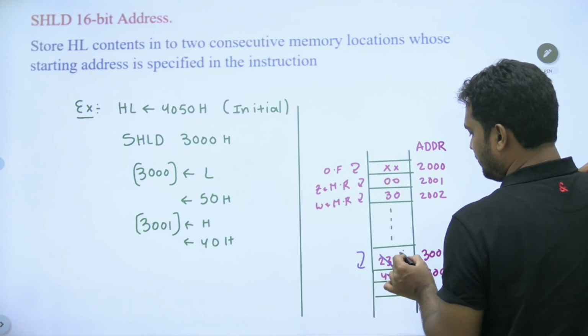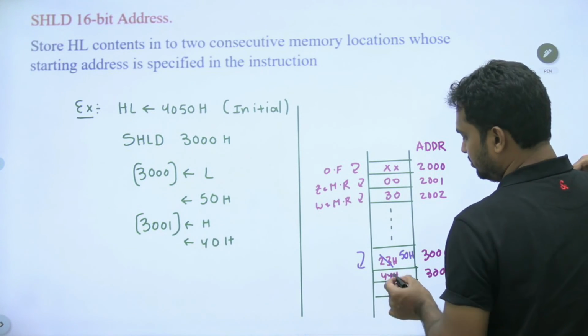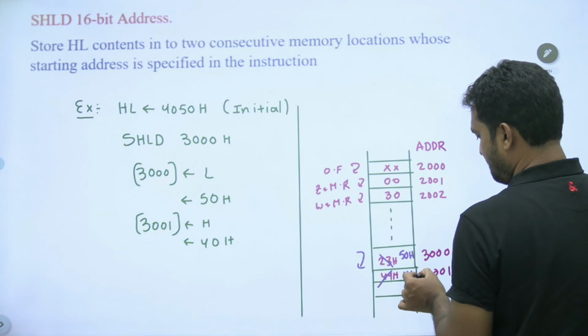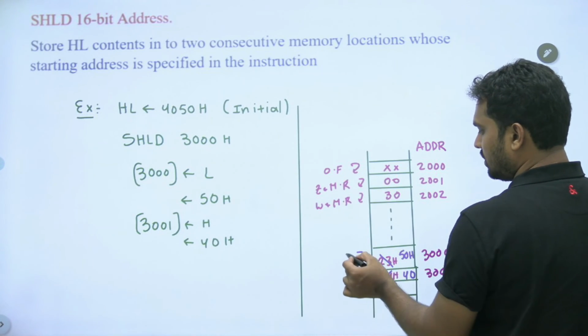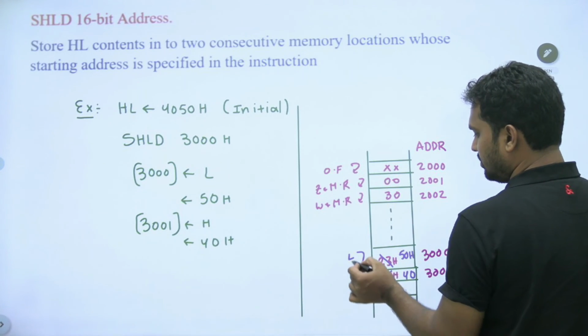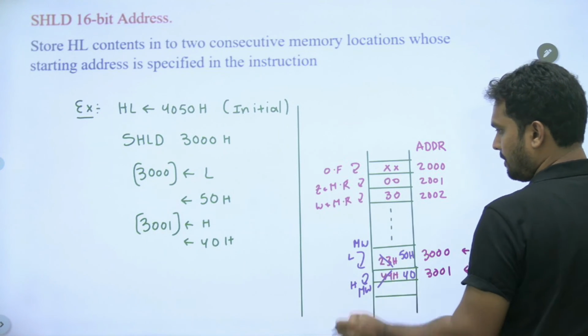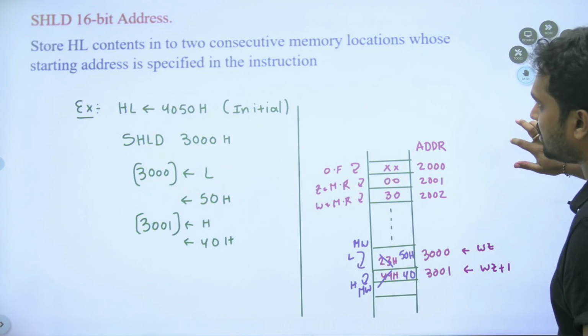L contains 50 and H is copied to 40. Okay, this is L and H. Memory write. Previously memory read, now memory write. That's the difference. Remaining all are same.